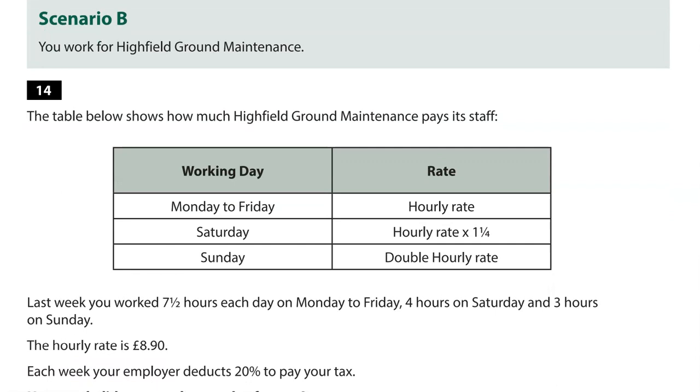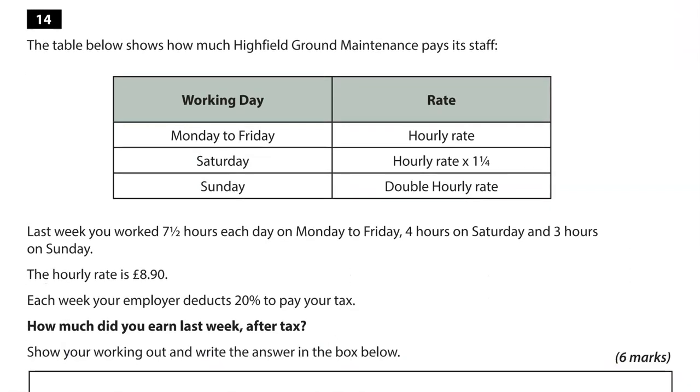Scenario B. You work for Highfield Ground Maintenance. The table below shows how much Highfield Ground Maintenance pays its staff. Last week you worked 7.5 hours each day on Monday to Friday, 4 hours on Saturday and 3 hours on Sunday. The hourly rate is £8.90. Each week your employer deducts 20% to pay your tax. How much did you earn last week after tax? Show your working out and write the answers in the box below.